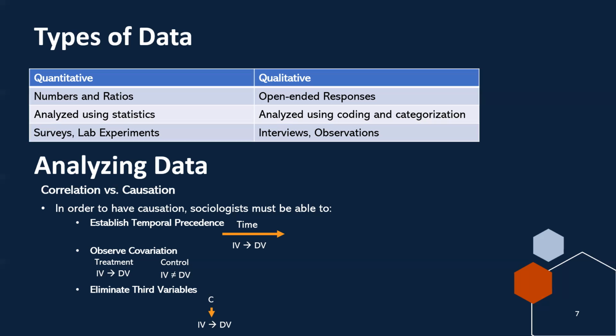Covariation is when participants in the experimental condition show the effect, while participants in the control condition do not. And the final criterion is to eliminate any third variables or alternate explanations for the relation between our IV and our DV.